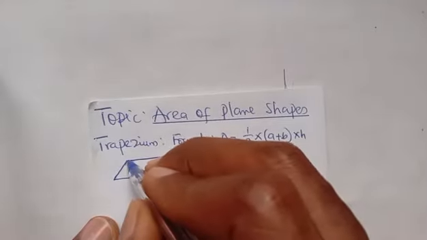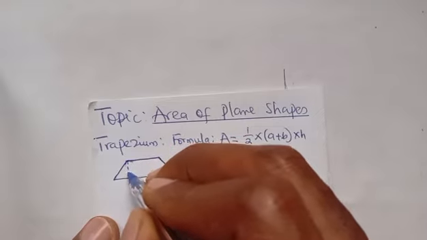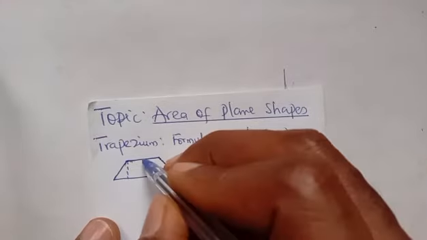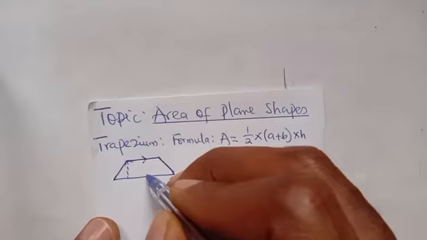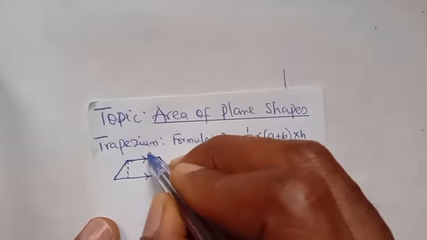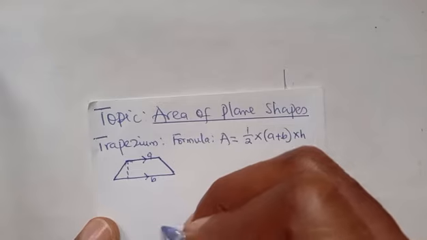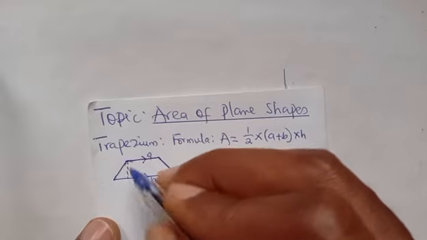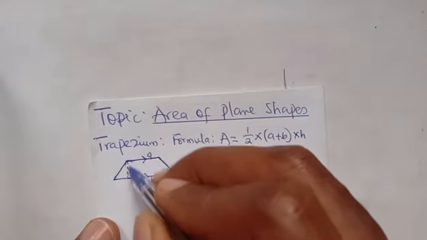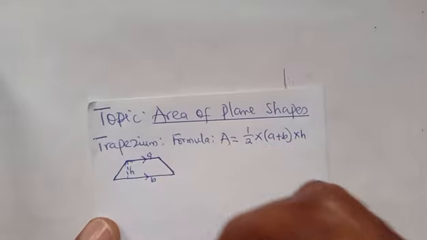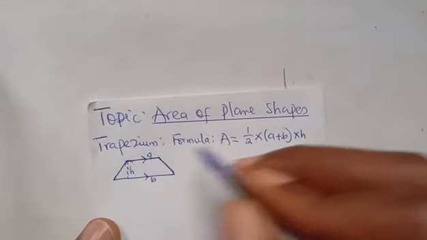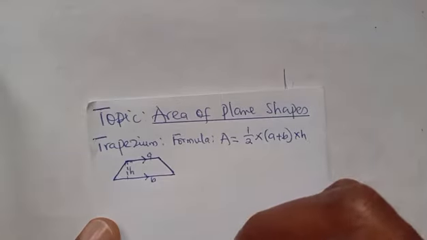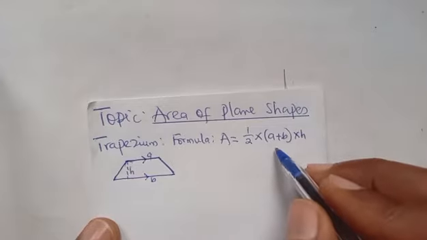From this angle here, I can draw a perpendicular line down to meet the base. Now here is parallel to here, so here is A, here is B. I mean, the two parallel sides are the A and B. Now this is the H, the perpendicular height. So the formula becomes half times (A plus B) times H.